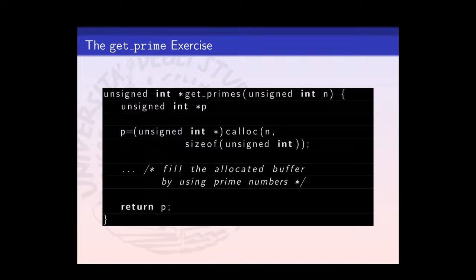Okay? So here we are calling the calloc function, say we want to allocate the space for an array having n cells. The first parameter is meant to say I want n cells. What about the second parameter? Well, the second parameter of the calloc function, if you remember, was meant to tell calloc the size of each cell in the array.